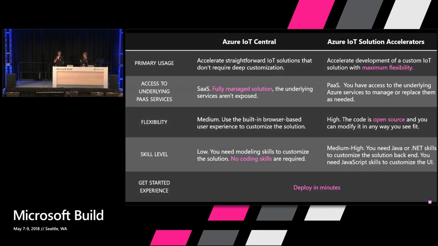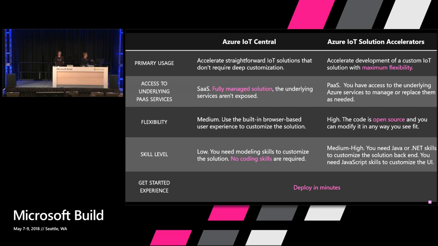So I want to look at these 2 solutions side by side to do a comparison of which solution you should use where. Azure IoT Central is a great place to get started with a simple, straightforward solution. It's fully managed by Microsoft. They manage all the underlying services for you. You can use a web-based experience to customize that solution. And you don't have to have any coding skills to get started.